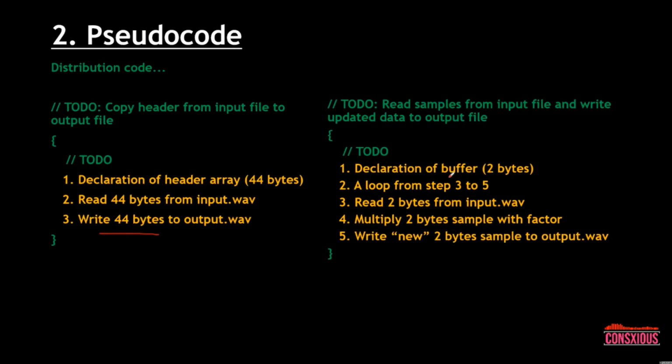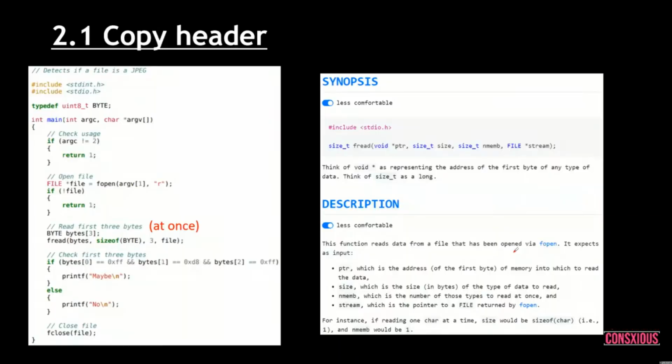First, we're going to declare the buffer of 2 bytes. Then we're going to create a loop between steps 3 to 5: read 2 bytes from the input, multiply the 2 bytes with a factor, and write the new 2 byte sample to output.wav.